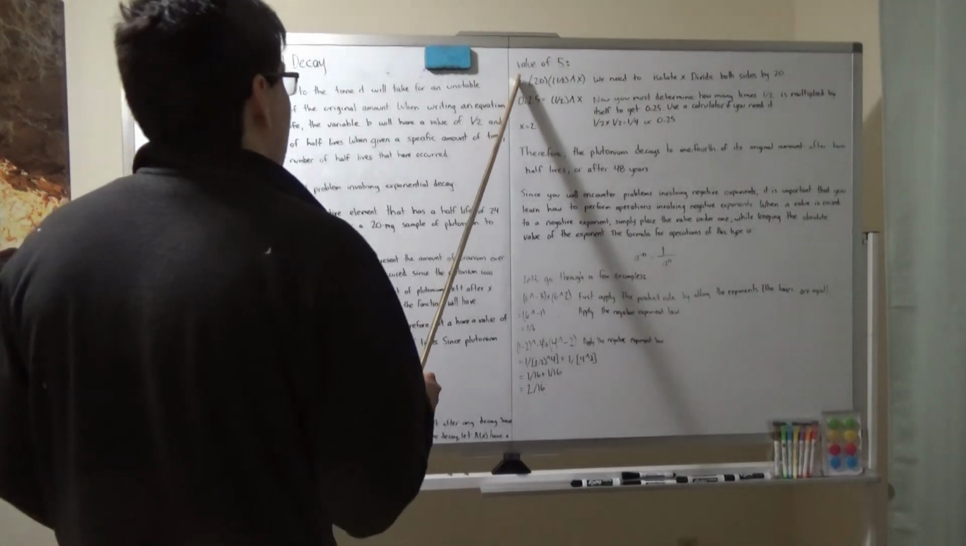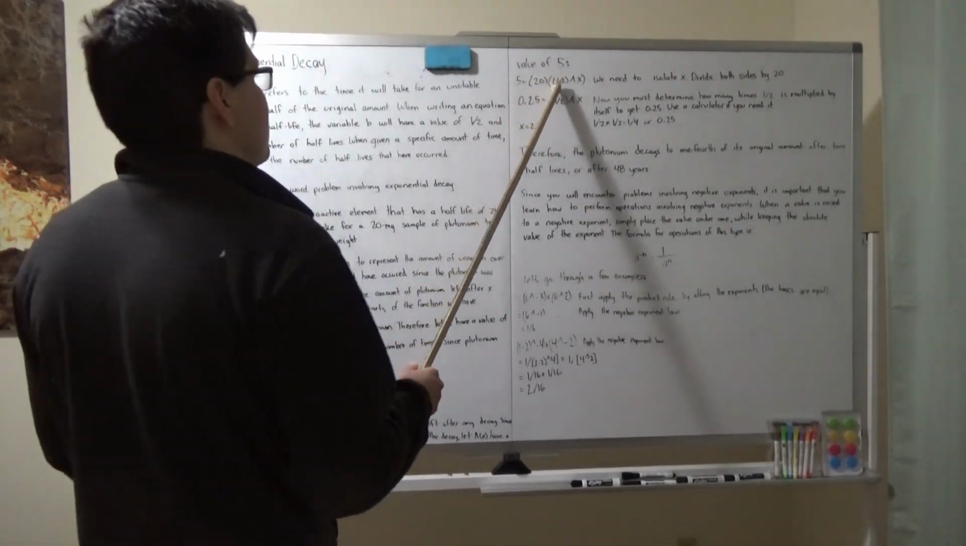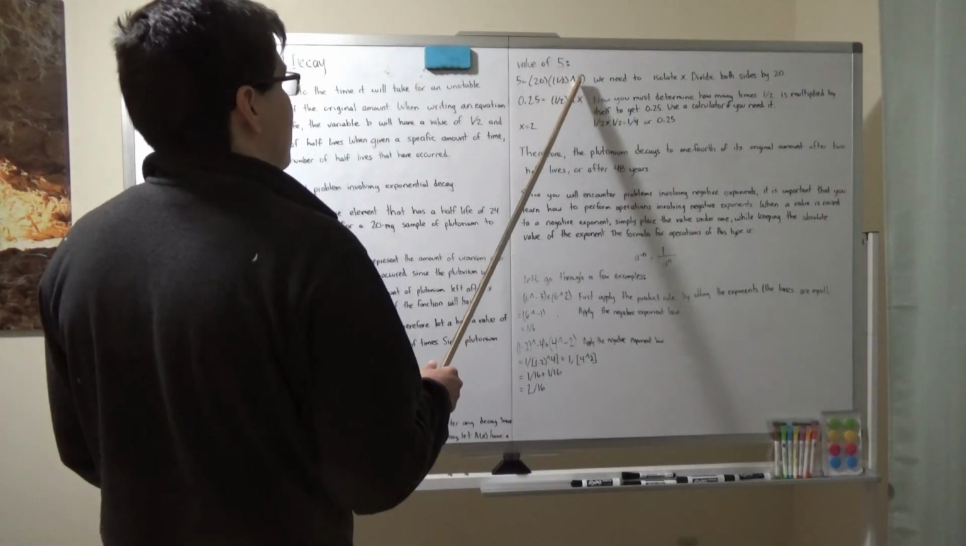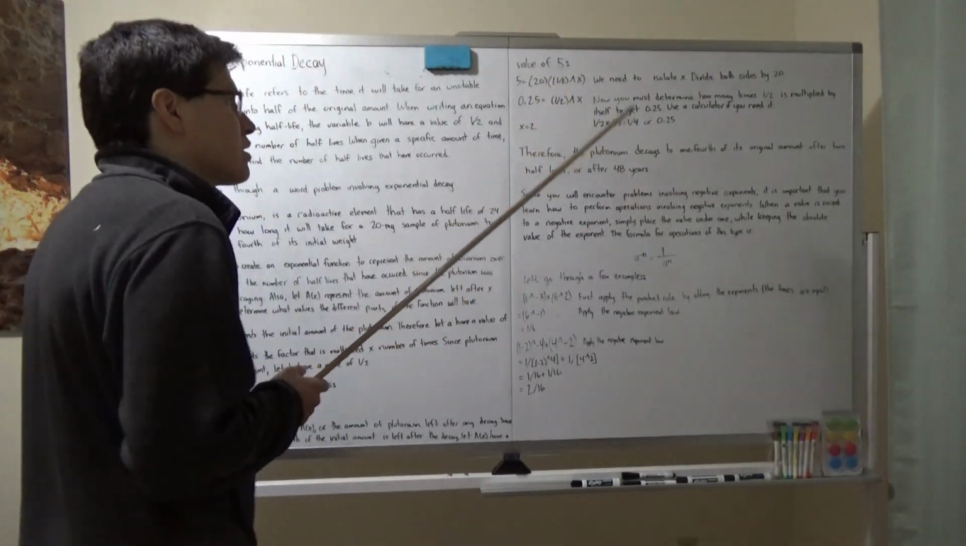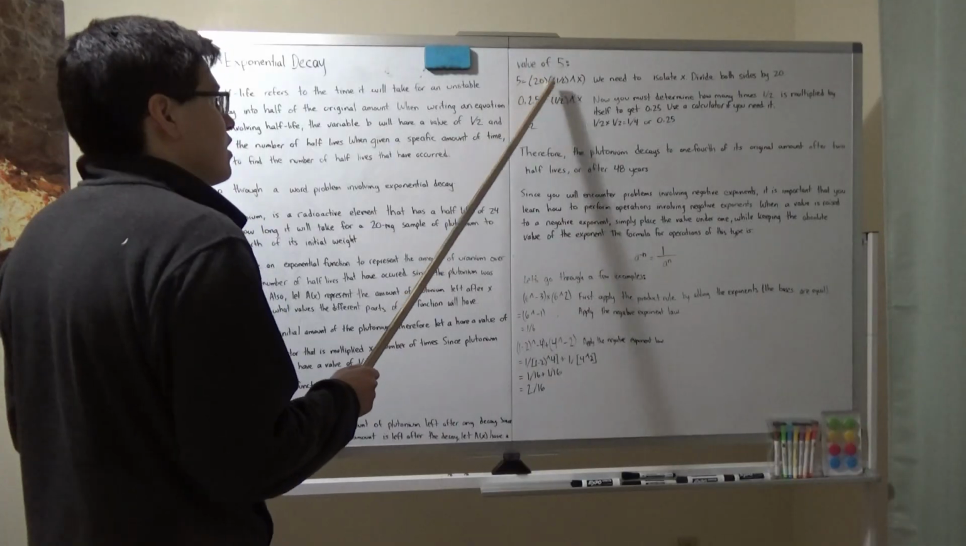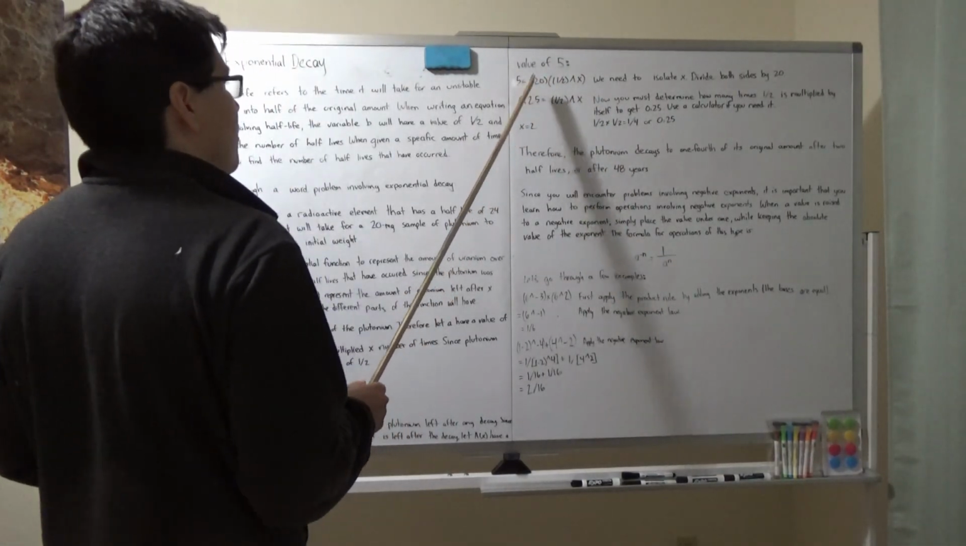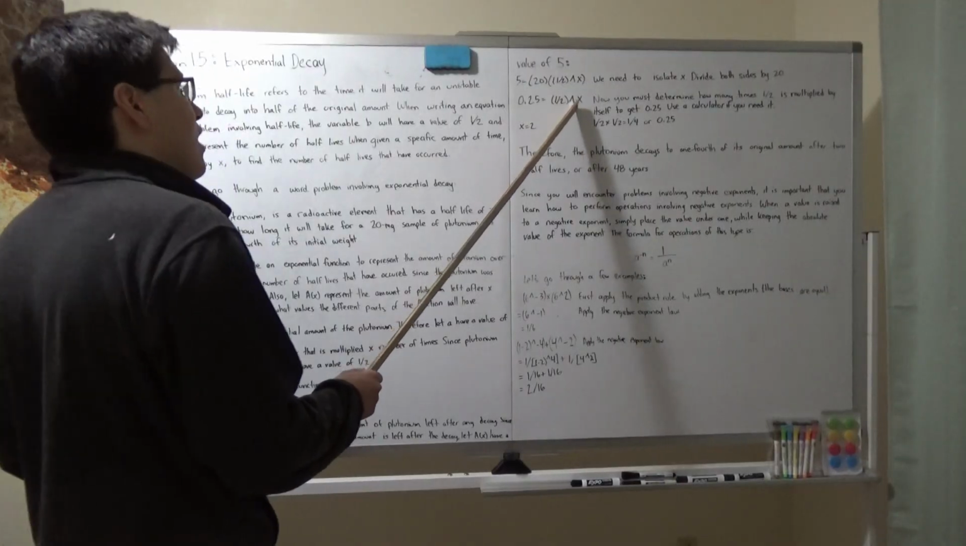So we substitute 5 into the function and we solve for x. 5 equals 20 times 1/2 raised to the power of x. We need to isolate x, so we divide both sides by 20. We get 0.25 equals 1/2 raised to the power of x.